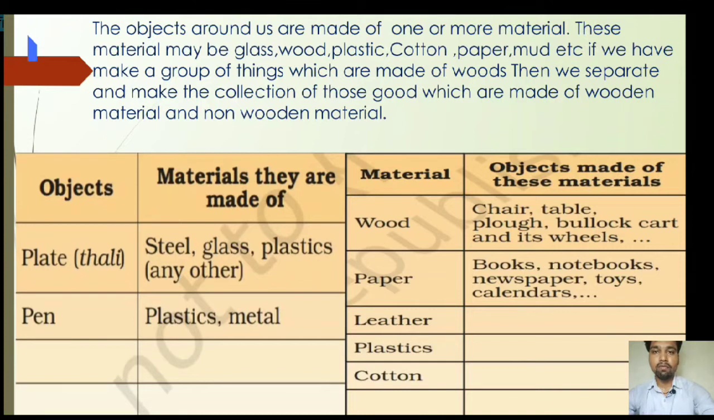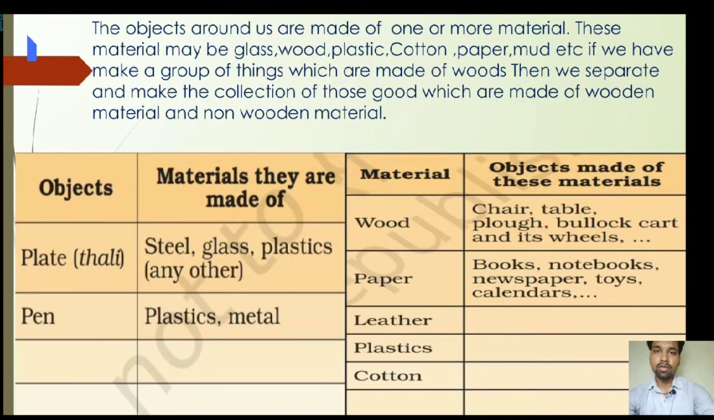For example, if we use wood, then the wooden items may be chair, table, plow, bullock cart and wheels, and any other objects. If we choose paper, then what will be the objects? It may be books, notebook, newspaper, toys, calendars, etc.